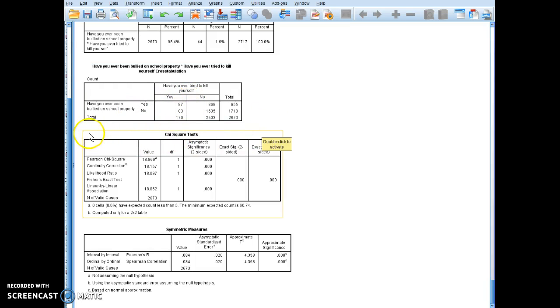To test our chi-square, we look at this table, which gives us the Pearson chi-square value, which is 18.869. But the more significant one is the two-sided significance, which is 0.000. This value, which is less than 0.05, means that it is statistically significant. Therefore, we can say that there is a statistically significant relationship between being bullied on school property and having tried to kill themselves. So this is how we run the chi-square test.